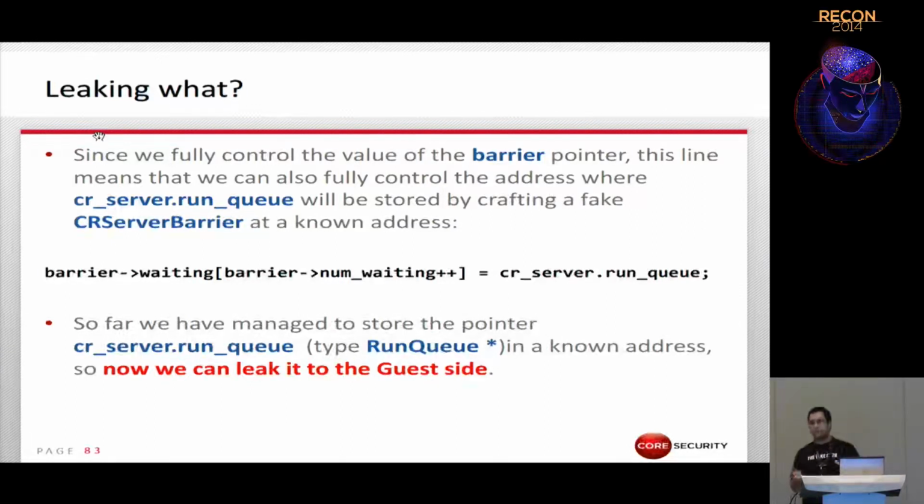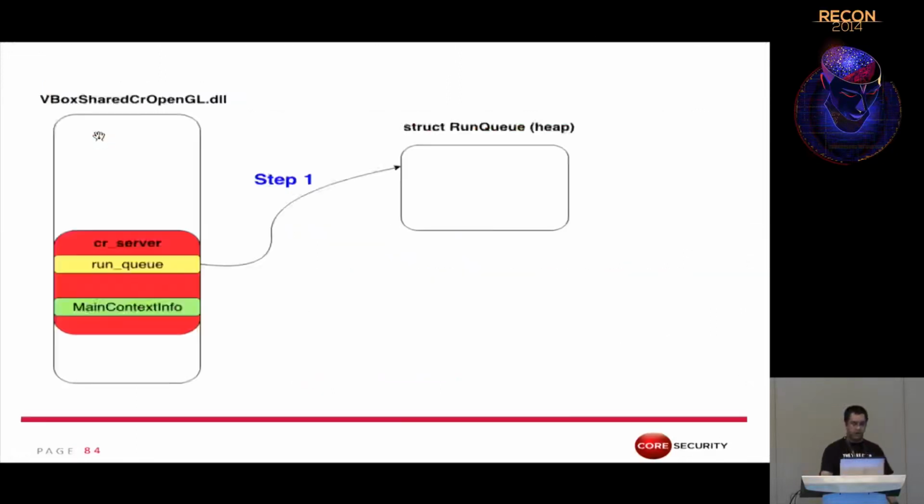So now we have something interesting: a pointer stored at a known address within the memory of the hypervisor. So now we are ready to leak it to the guest side by doing all the procedure I explained before. In a graphical way, this is what we are doing. There you have the library with the crserver global variable in red. And by doing the steps I explained before, we are able to leak the value of the runq pointer, that is the first pointer, to the guest side.